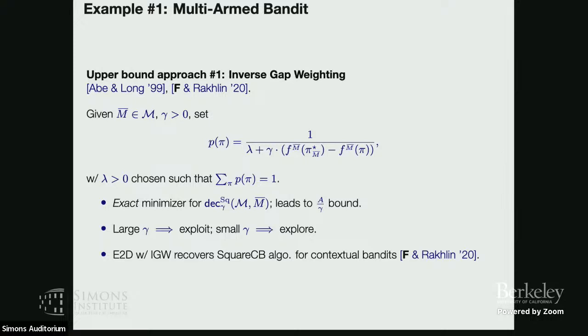The intuition here is that if I take gamma to 0, this just becomes the uniform distribution. If I take gamma to infinity, this puts all its mass on the greedy decision. But in general, it adaptively interpolates between exploring and exploiting in a way that depends on the estimated rewards.